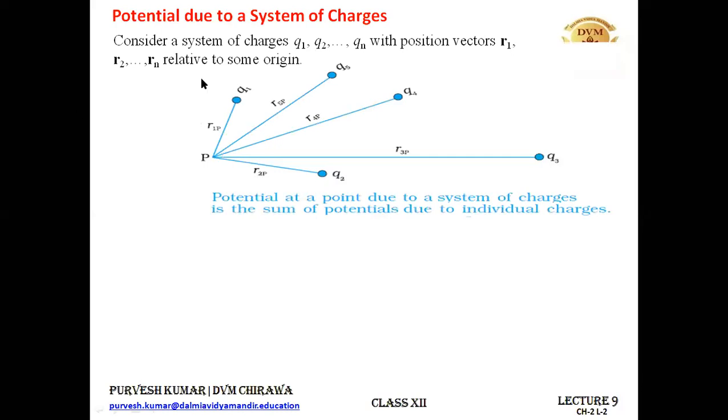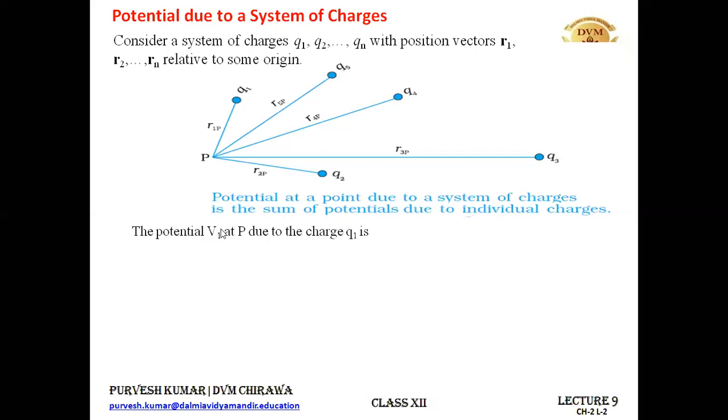So my point P is lying over here, such that the distance of this point P from the charge Q1 is R1P, from the charge Q2 is R2P, from the charge Q3 is R3P, and from the charge Q4 it lies at a distance R4P. Similarly, from the charge Q5, this point P lies at a distance R5P. We need to find the electric potential at point P because of all these n number of charges.